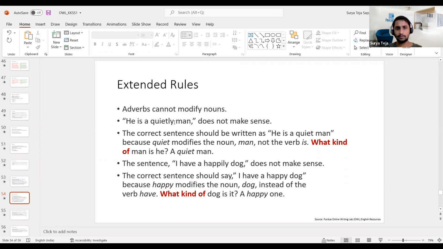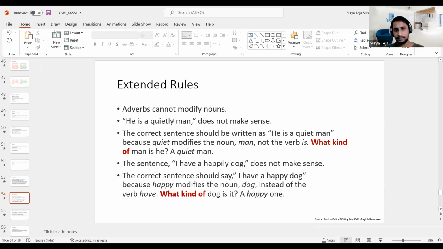It necessarily should not modify the noun, because if we want to modify the noun, then we have to have the adjective, not the adverb. We can say "he's a quiet man." That makes sense, but "he's a quietly man" does not make sense. So we do not need any adverb here.